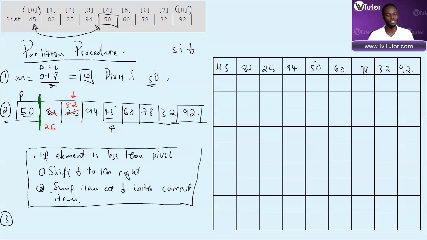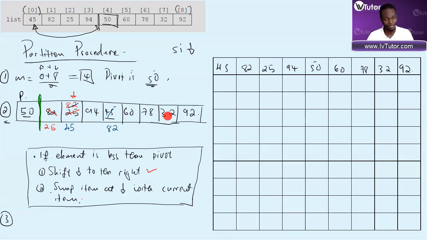And once we have shifted it, what do we do? We swap the current item with small index, which means now we are swapping the current item here, which is 82, with 45. So now we've got 45 sitting here, and we've got 82 sitting here. Let me just write it at the bottom here. And now 82 is now here. And then we continue. We were here, now we go here. Is 60 less than the pivot? No, so we move on. Is 78 less than the pivot? No, we move on. Is 32 less than the pivot?